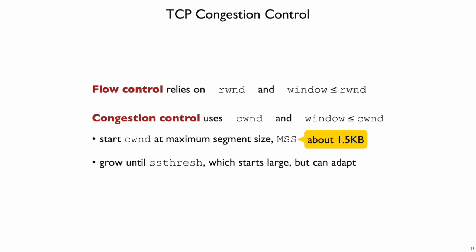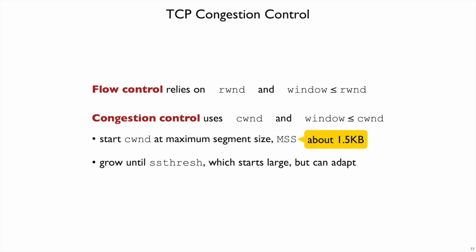These days, MSS is almost always around 1.5K. So that's the maximum segment size. Remember that segment is the TCP header plus its payload. So the actual amount of data is going to be slightly less than that 1.5K value, but still, again, close to 1.5K because the TCP header is not that big.